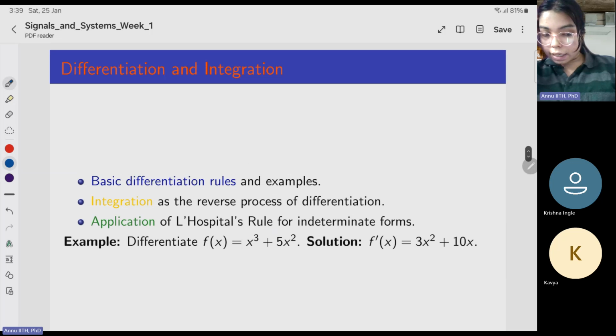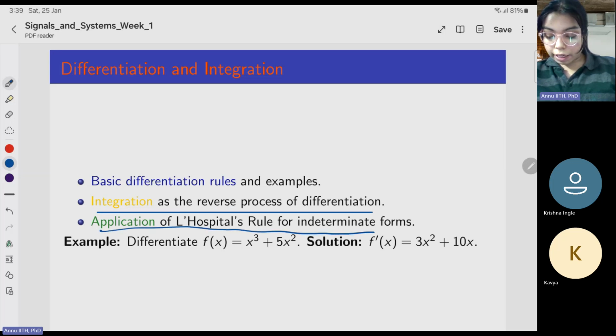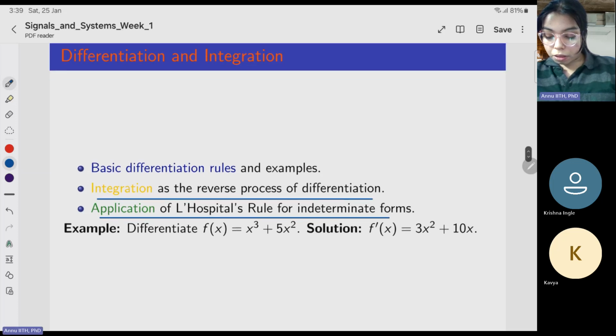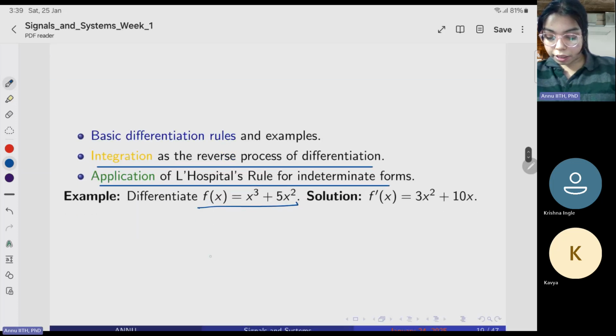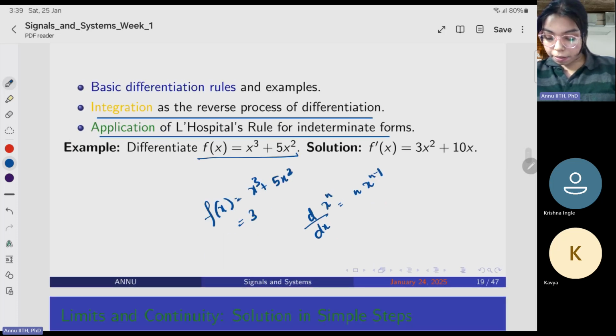Next slide, if we want to see differentiation and integration in real time, how will you solve it? So the basic differentiation rules you need to know, with some examples, integration as the reverse process of differentiation, and application of L'Hospital's rule for indeterminate forms. If you want to differentiate this particular function, how will you differentiate? f(x) is equal to x cubed plus 5x squared. So we need to go to the formula. As we know, the derivative of x power n is n x power n minus 1. So again apply here. It is 3x squared plus 10x. So f dash x is this one.